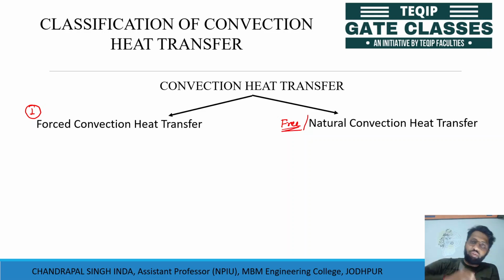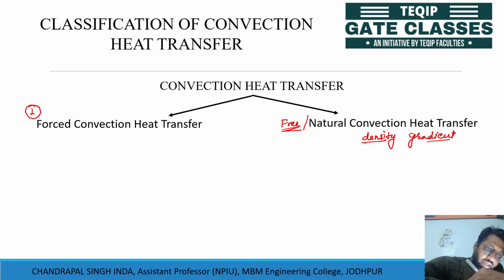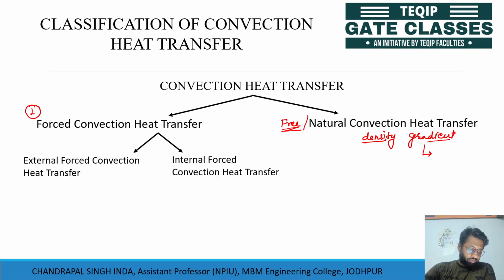there is no evidence of the velocity. So the heat is carried away due to the density gradient. There is a density gradient. So the Grashof number will play an important role in the free convection. Forced convection is further divided into two categories. First is external forced convection and second is internal forced convection.